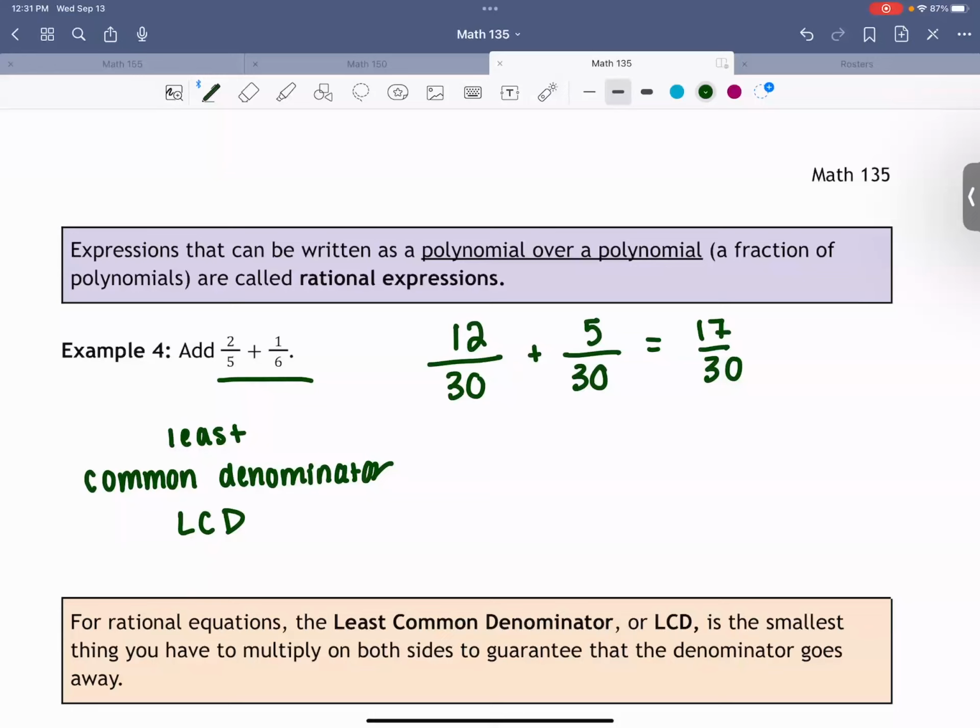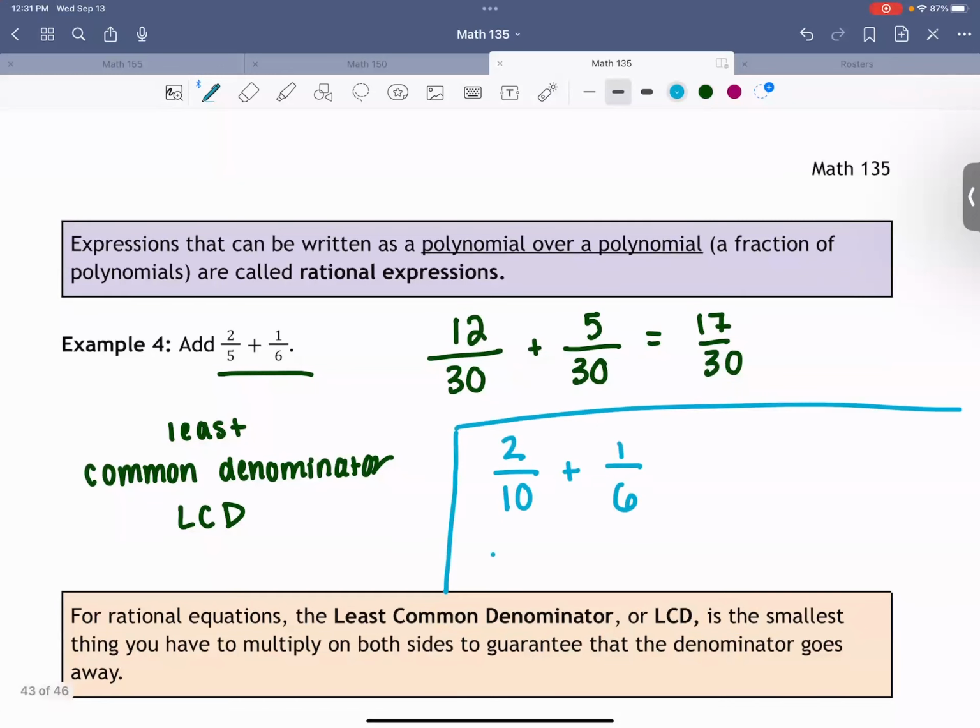But before we go into the next example, I have another example of fractions that I want to show you. Let's say we did 2 over 10 plus 1 over 6. What would the LCD be here?